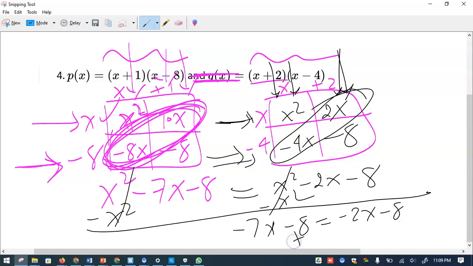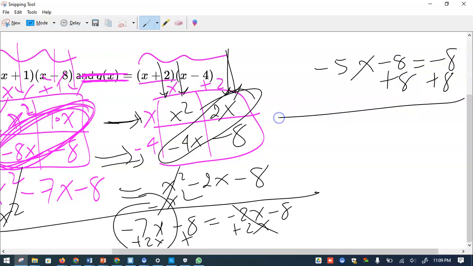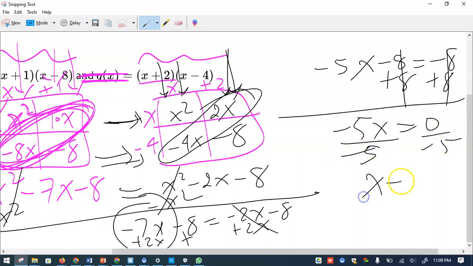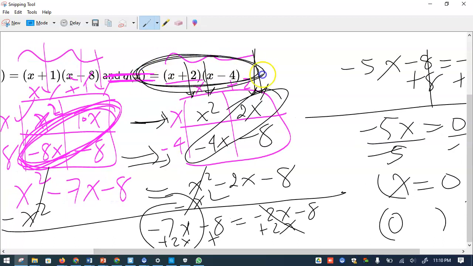And you can add 2x to both sides. So this goes away and you get minus 5x. So let's write down minus 5x and minus 8 equals minus 8, plus 8 both sides. Okay, both go away and minus 5x equals 0, divided by negative 5, and you get x equals 0. That's it. So when x is 0, then y is, so we'll have to plug in one of these places. So this 0 you plug in here.